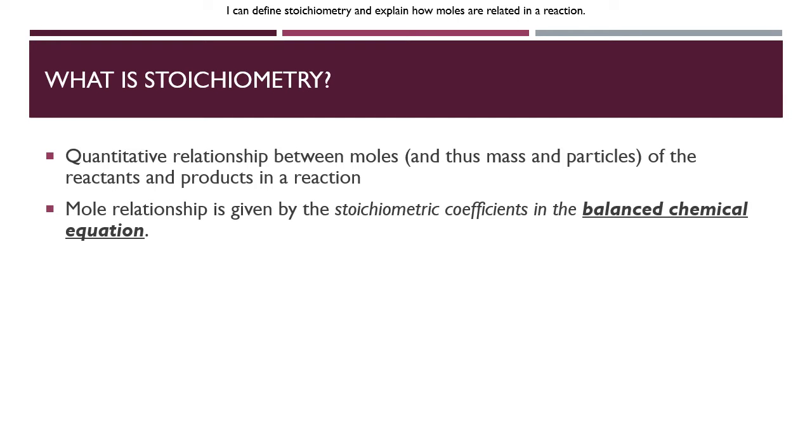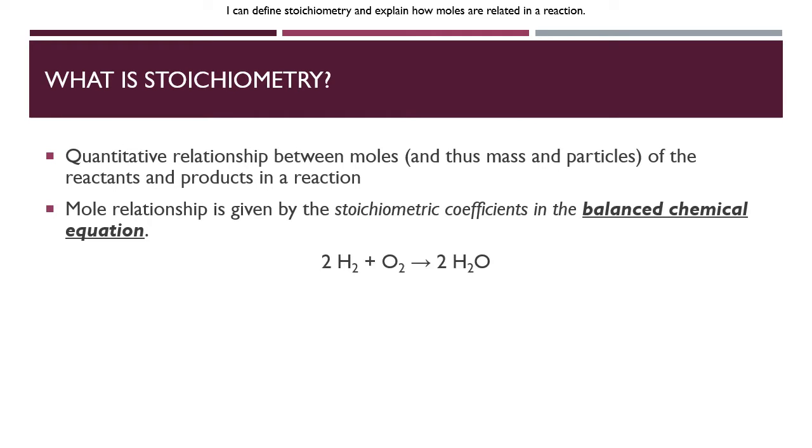This mole relationship is given by the stoichiometric coefficients in a balanced chemical equation. And note the emphasis there on the balanced chemical equation part. If the equation is not balanced, we cannot do stoichiometry. This term here, stoichiometric coefficients, those are those same coefficients that you use to balance an equation that you've already learned about.